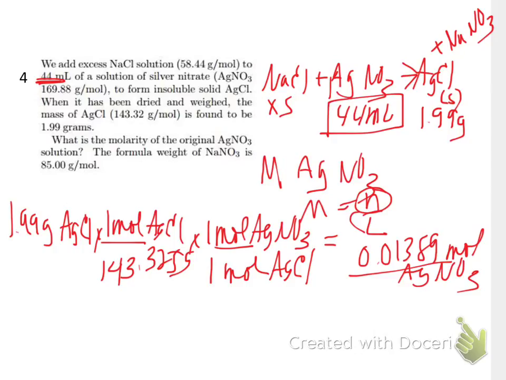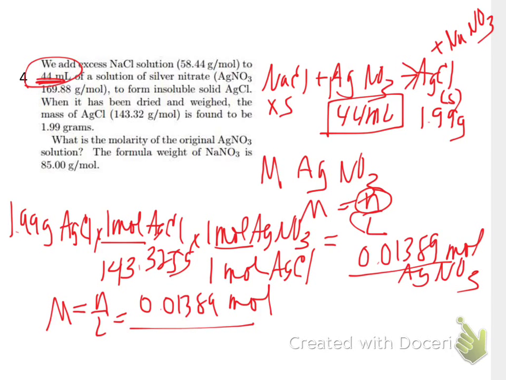So I know how many moles I have. I know what my volume of the silver nitrate is, so I can find molarity, which is moles over liters. So that's going to be 0.01389 moles over 44 milliliters. If I divide that by 1,000, I get 0.044 liters. And my molarity ends up being 0.31557 molar, which is what I add into Quest.